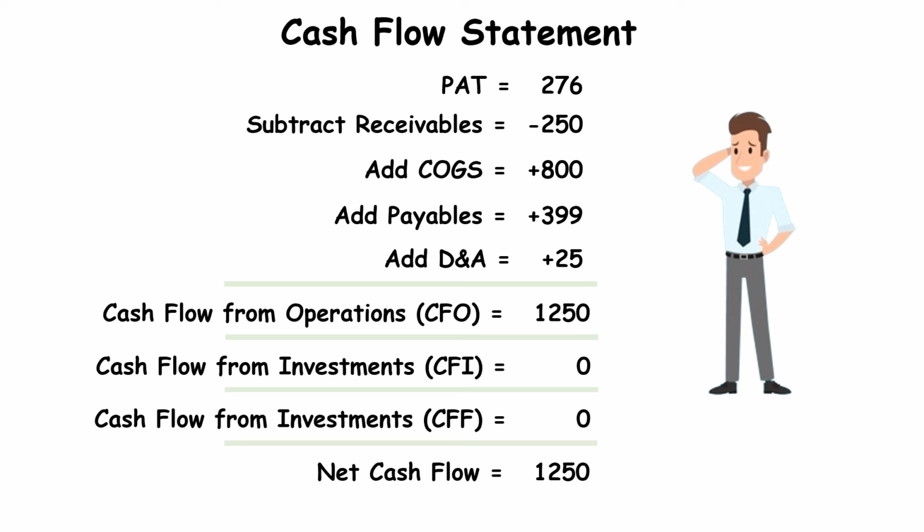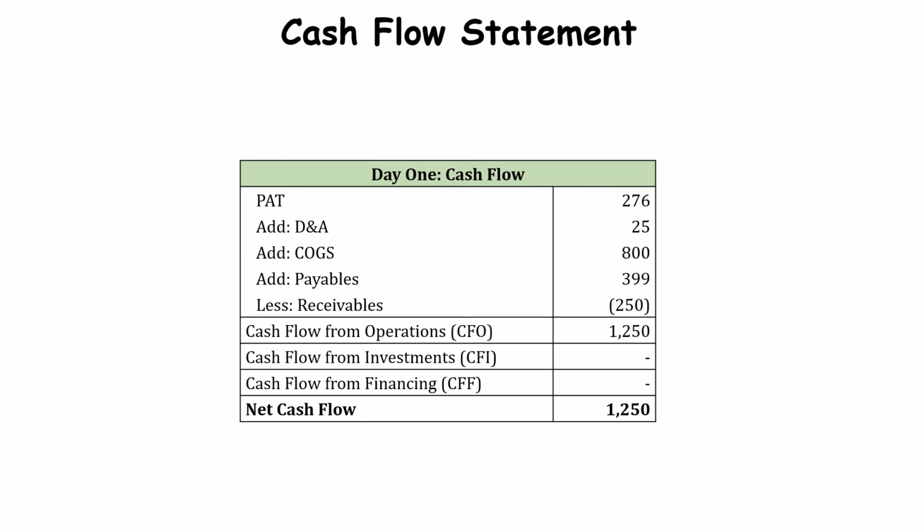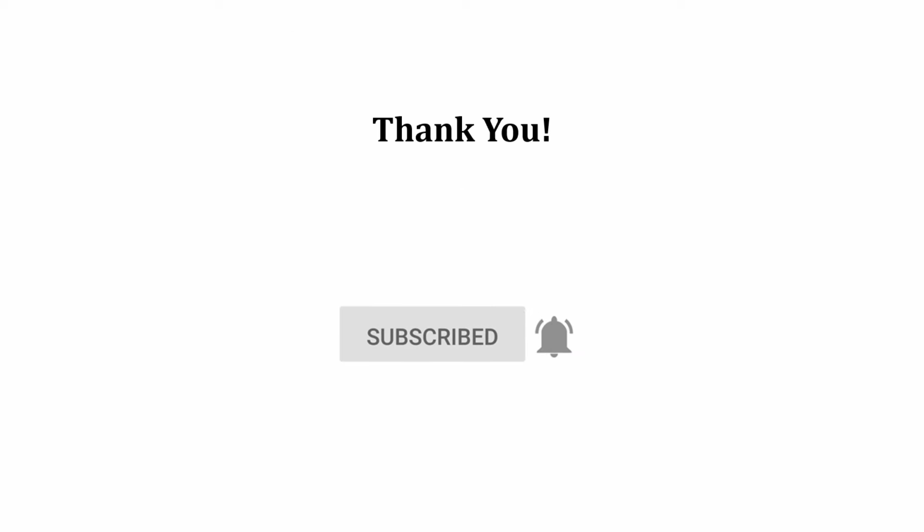Finally, if we add CFO plus CFI plus CFF, you will get a net cash flow of 1250 rupees. This is the actual cash flow for day 1. If you actually want to know how much cash money you have generated on day 1, this is the number, that is 1250. If I put this table in a standard format, it will look something like the page. Take a pause and have a look at it. That was our day 1 cash flow statement.